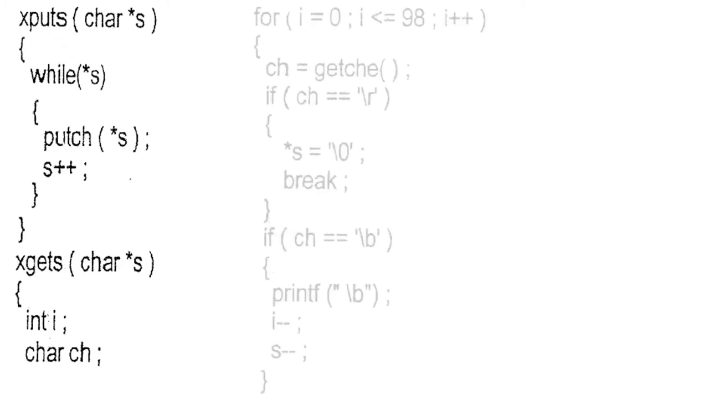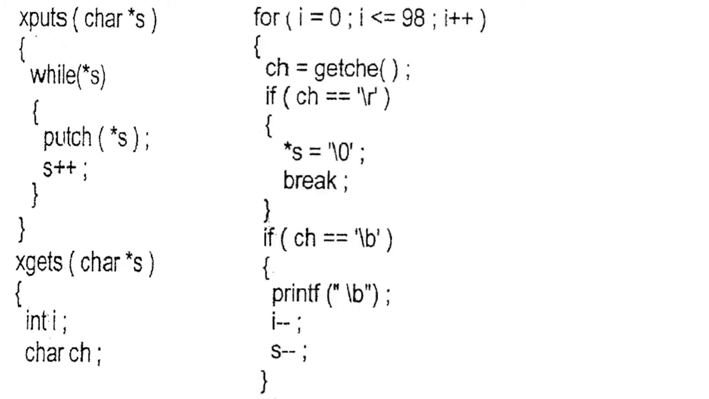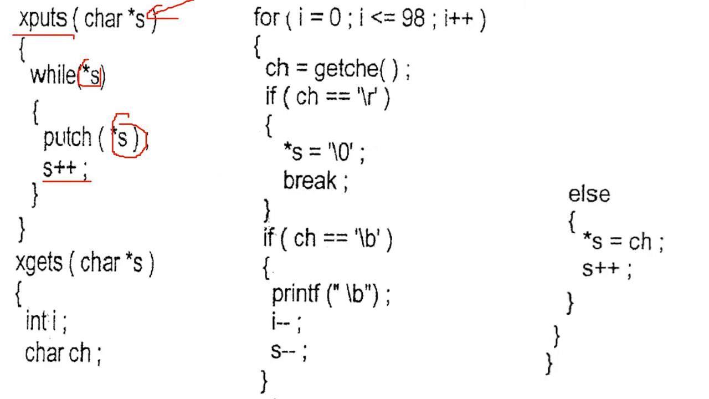xputS means putting the string. It will take a character array, while this *s means the value at this s. While we are not reaching the end, we are just putting the value at s and incrementing s++. So this is what xputS would look like. And for xgetS, you can get a carriage return also, some backspace also, \0 also. So we have to cater for all these things, and after taking care of them, we'll take this ch and print it.